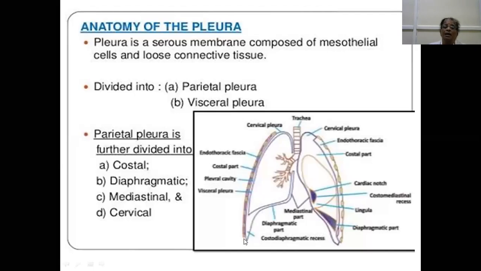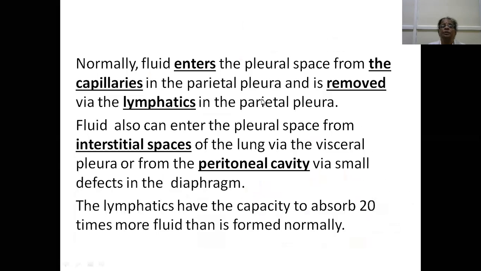This recess is deepest in the axillary area, about 9 centimeters, and this is the place where any collection in the pleura will start, from this costodiaphragmatic recess. And once it is filled up, then only it goes up into the other parts. So normally, the fluid enters the pleural space via the capillaries in the parietal pleura and is removed by lymphatics.